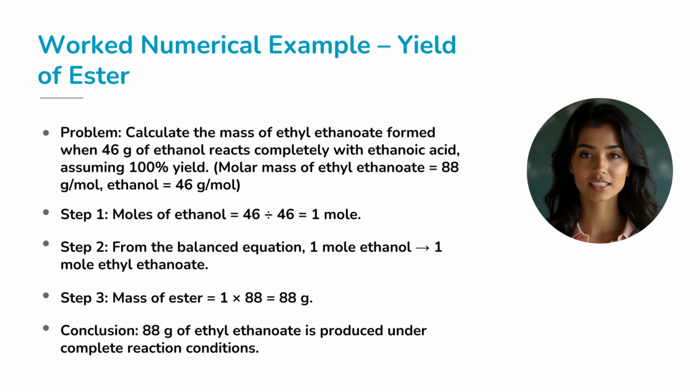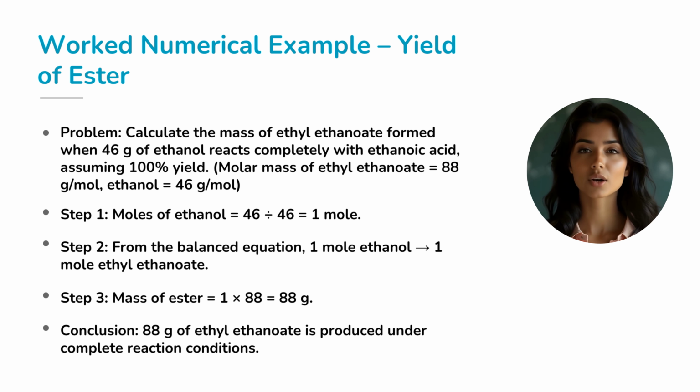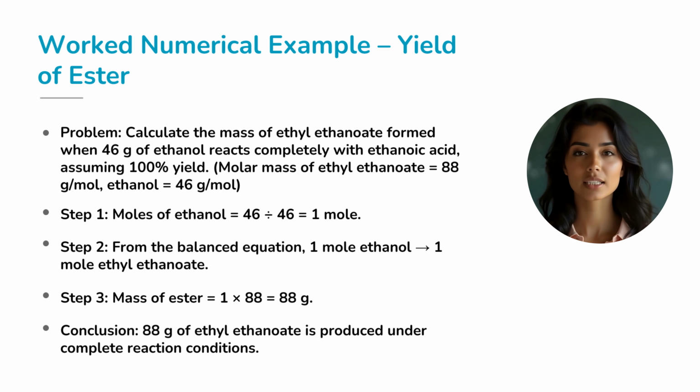Let's solve a quick example. We are given 46 grams of ethanol reacting with ethanoic acid to produce ethyl ethanoate with 100% yield. The molar mass of ethanol is 46 grams per mole and of ethyl ethanoate is 88 grams per mole. Step 1. Calculate the moles of ethanol. That is 46 divided by 46, giving 1 mole. Step 2. From the balanced reaction, 1 mole of ethanol produces 1 mole of ethyl ethanoate.